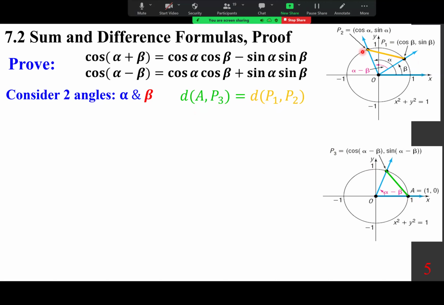Now we are going to use the distance formula for each piece. For this one, remember, x sub 2 minus x sub 1 quantity squared. So cosine beta minus cosine alpha, or cosine alpha minus cosine beta quantity squared, it makes no difference, plus y sub 2 minus y sub 1 quantity squared, plus sine alpha minus sine beta quantity squared under the radical. So that's the distance between P1 and P2.